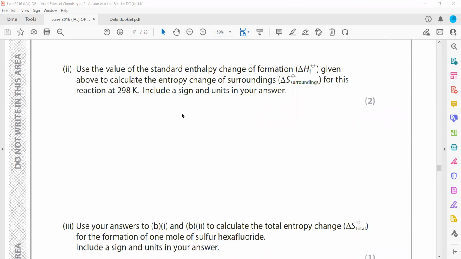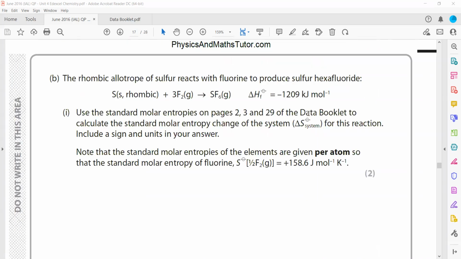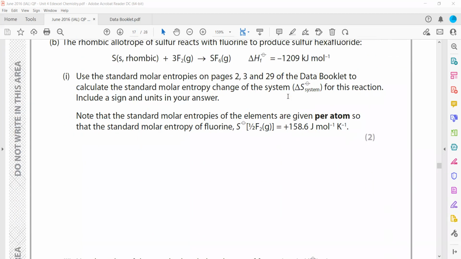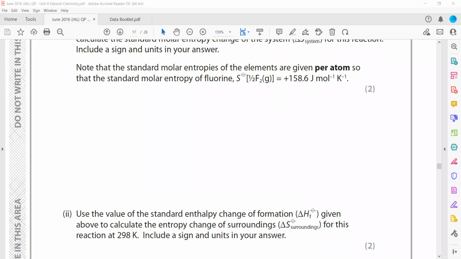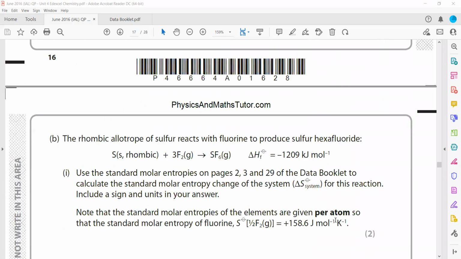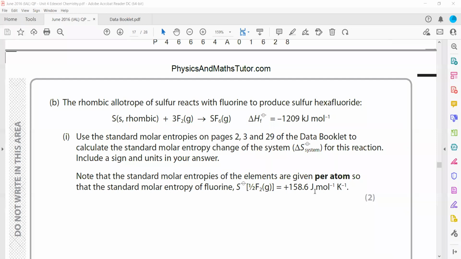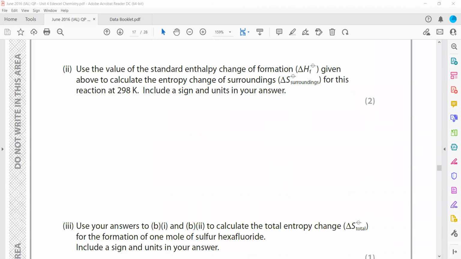Then entropy, using the value of the standard enthalpy change of formation given above to calculate the entropy change of the surroundings. The enthalpy change is given as minus 1209 kilojoule per mole. That is in kilojoule per mole, and the entropy will be in joule per mole. So we have to convert both of them. It should be in the same unit. Like here, if molar entropies are given in joule per mole per Kelvin, this should also be in the same unit because we have to add them at the end.